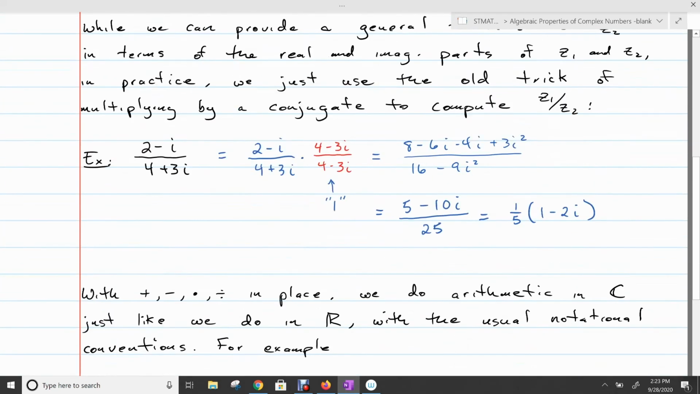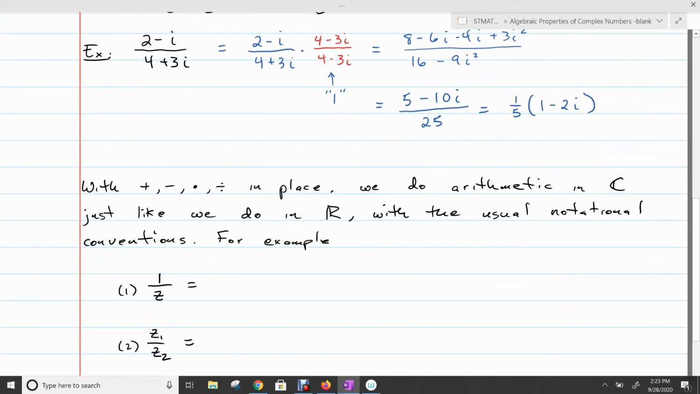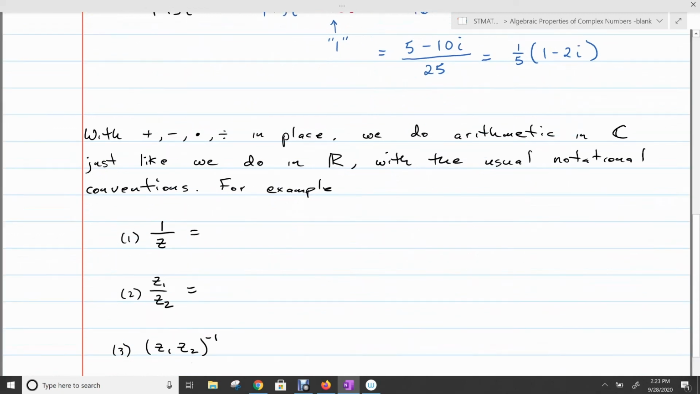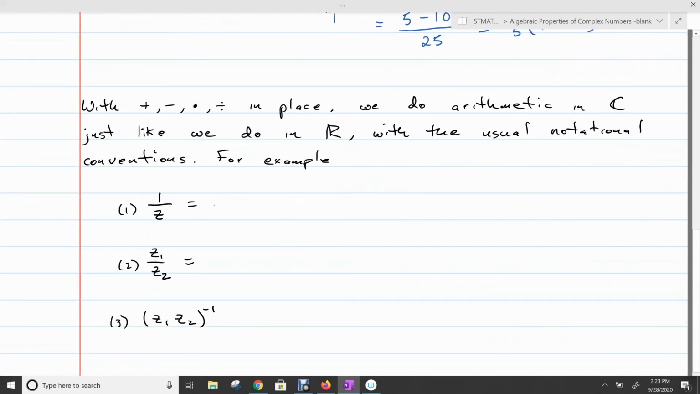Okay, so now that we have the 4 operations in place, we'll see that our arithmetic conforms to the usual notational conventions that we use in real number land. So 1 over z, of course, according to our definition of division up there, is the same as 1 times z inverse, or just z inverse. So 1 over z really is z to the negative 1. So that's good.